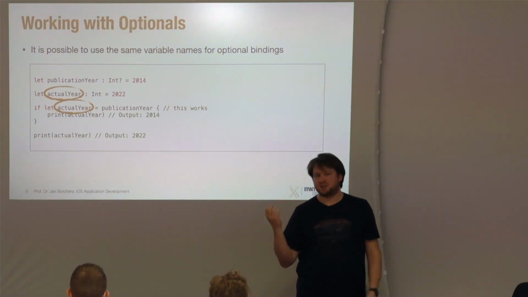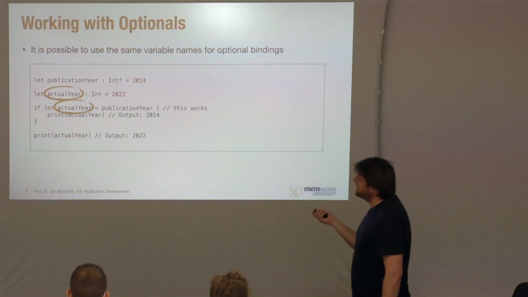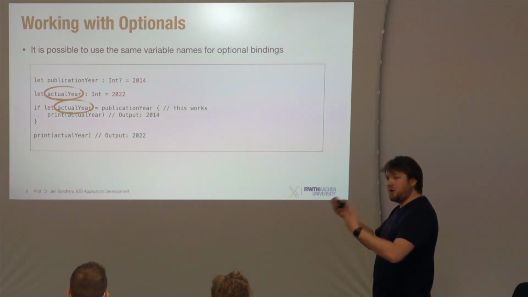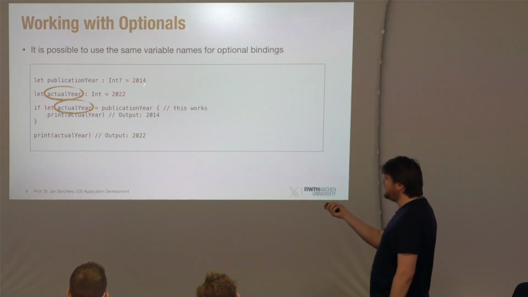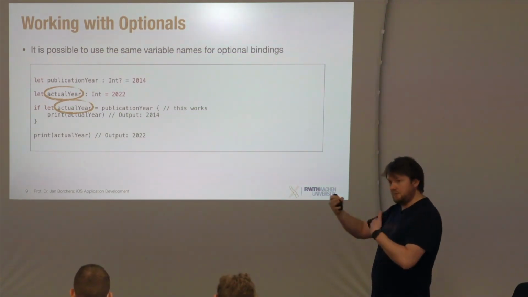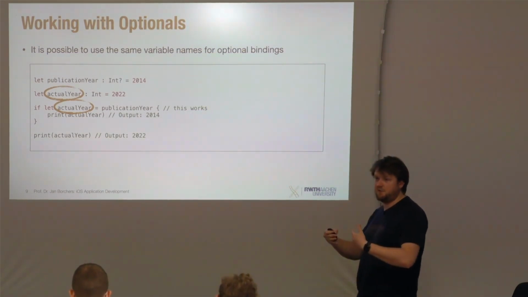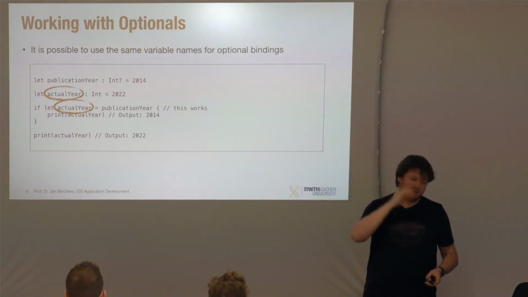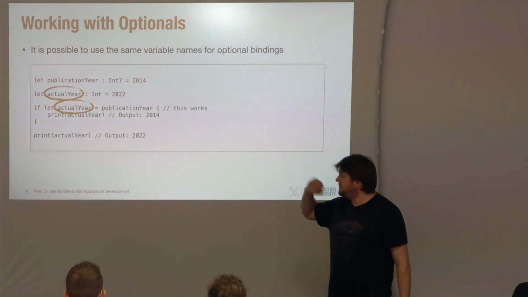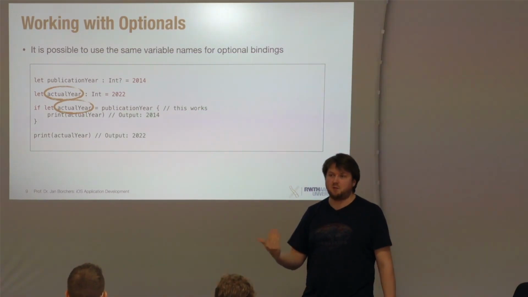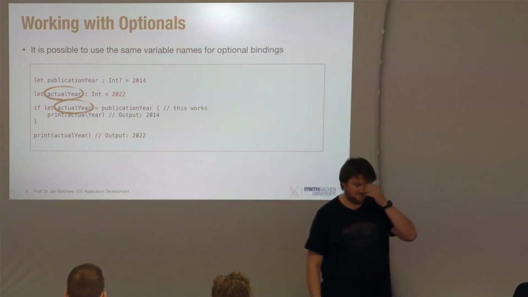Something where that is actually often used is that you use the same names. So we could have here if-let publication year equals publication year. And what that means is I'm trying to unwrap the optional that I have outside, assign it to the internal publication year that I'm newly defining here, and then I can work with the unwrapped version. So if you have a variable name that is really on point, you need to use it in both contexts, outside for the optional and when I'm working with the unwrapped version, that is something you can do there.